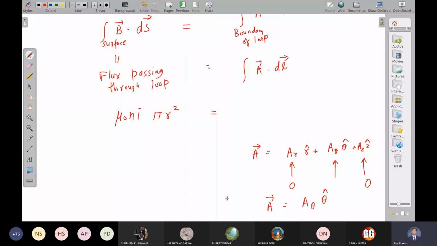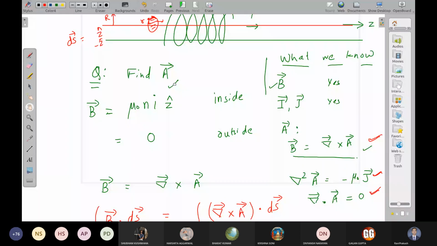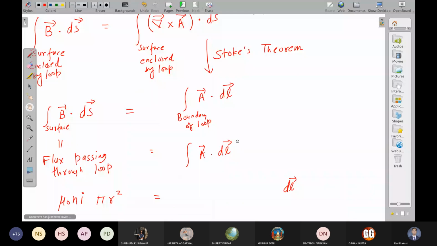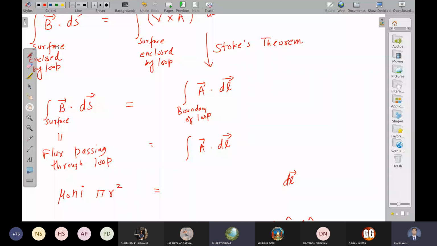So I can say, what is dl here? dl is a small line element on this loop. इस लूप की बाउंड्री पे एक छोटा सा लाइन एलिमेंट बनाना है. How do I write that? उसको कैसे लिखेंगे आप? Radius is r. So what I have on this side, A theta cap dot r d theta cap. A theta r d theta.